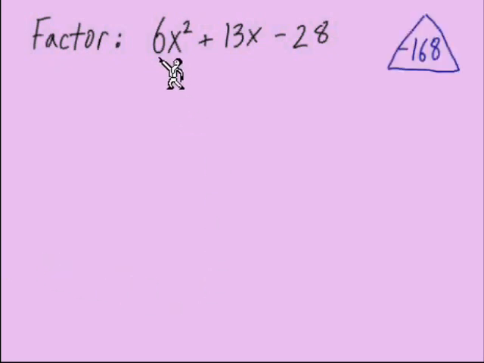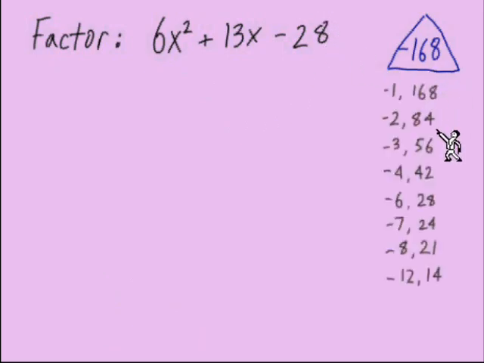Okay, let's look through the steps. First and third, the product is a negative 168. These are all the pairs of factors. I chose for each of my pairs to make the smaller number negative because our sum is positive, so the larger number would have to be positive.